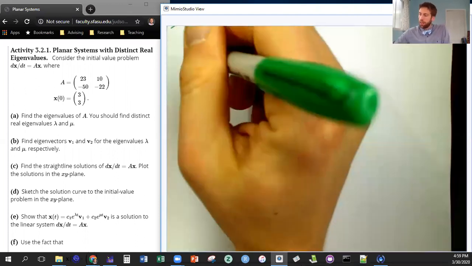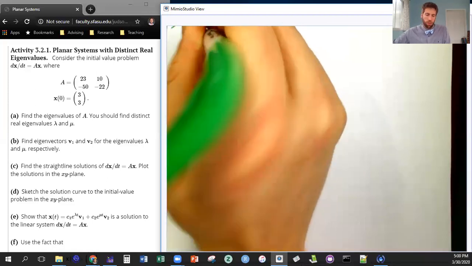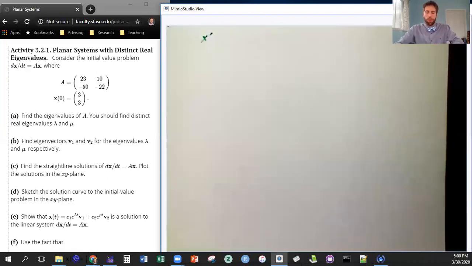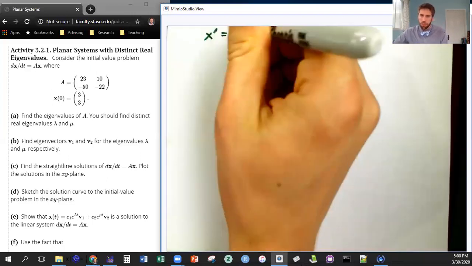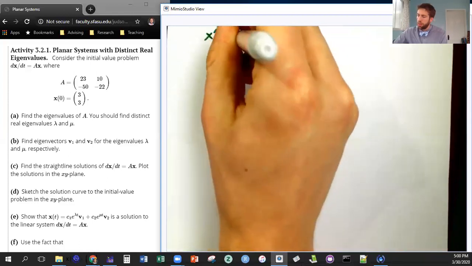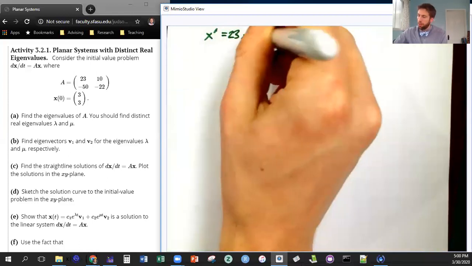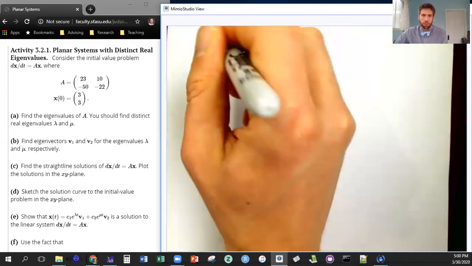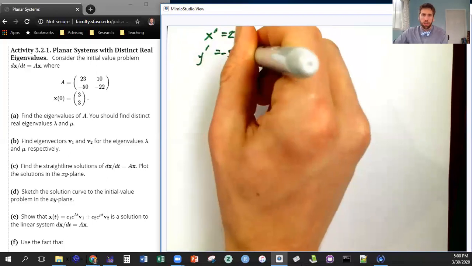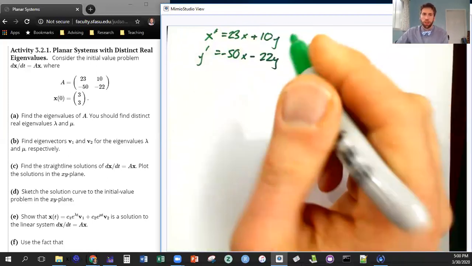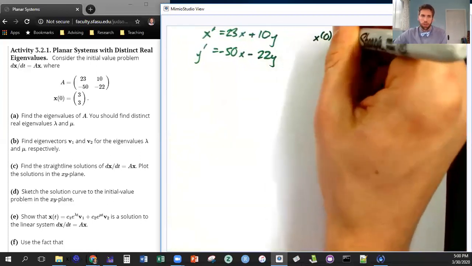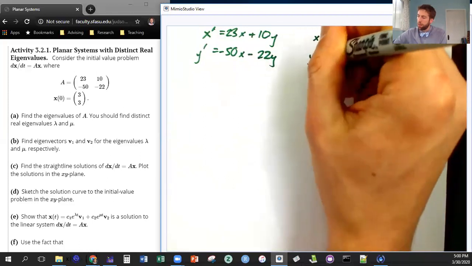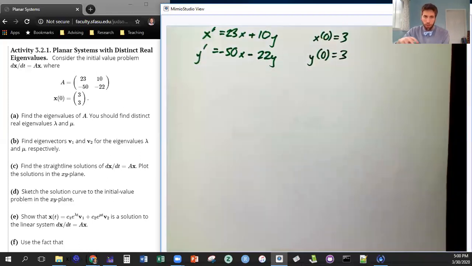So what this means is that x prime equals 23x plus 10y, and y prime equals negative 50x minus 22y. That's what that coefficient matrix means. And we know that x of 0 equals 3 and y of 0 equals 3. That's what we mean by the boldface x of 0 being 3, 3.